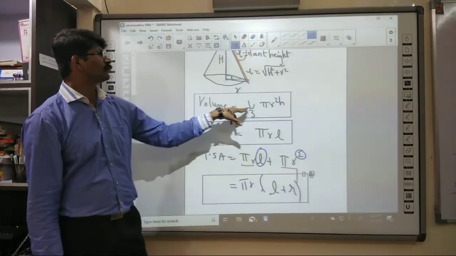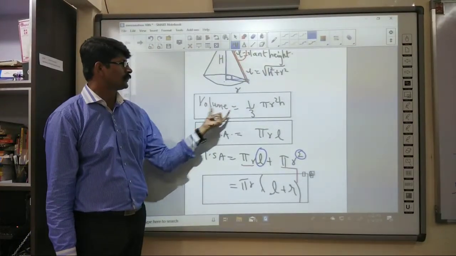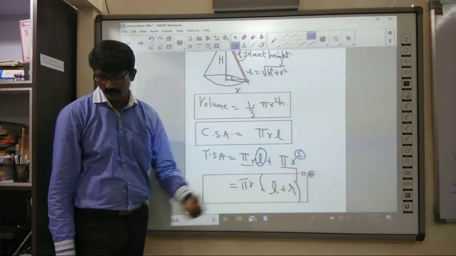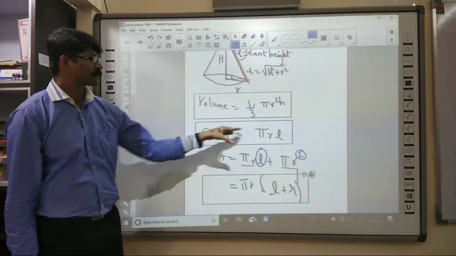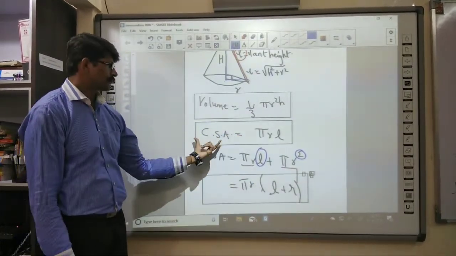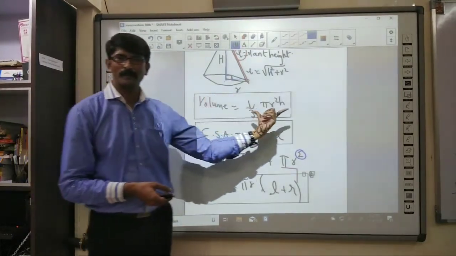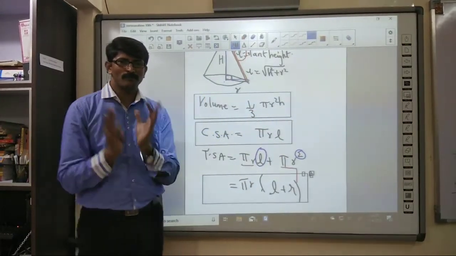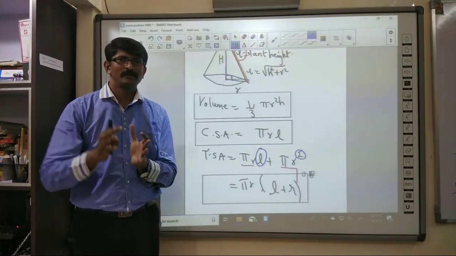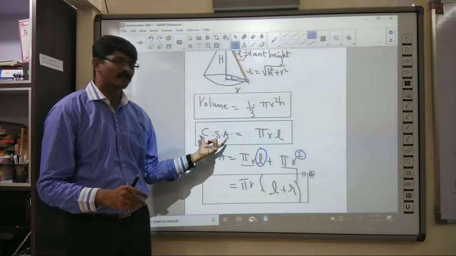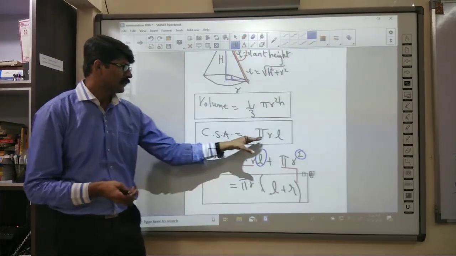Always remember that the volume of the cone is 1/3 of the cylinder. So 1/3 pi r square h. Curved surface area is pi r L. Now curved surface area of the cone is pi r L. Say along with me. Volume of the cone is 1/3 pi r square h. Curved surface area of the cone is pi r L.